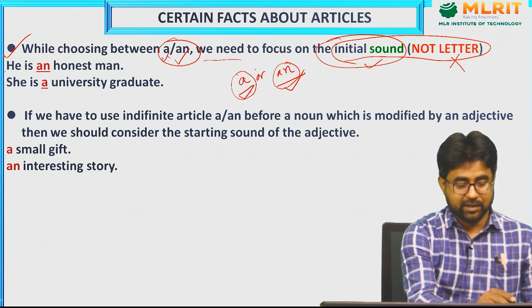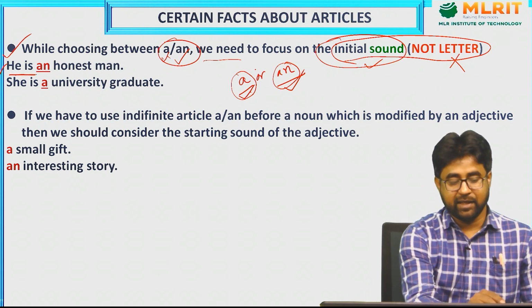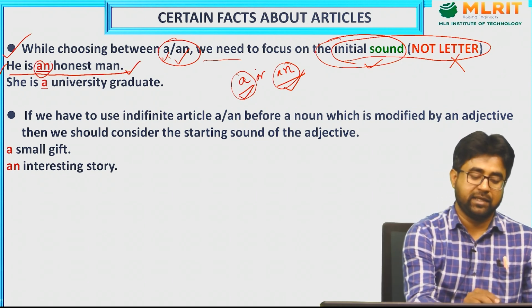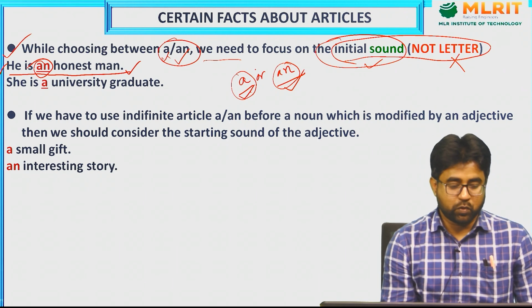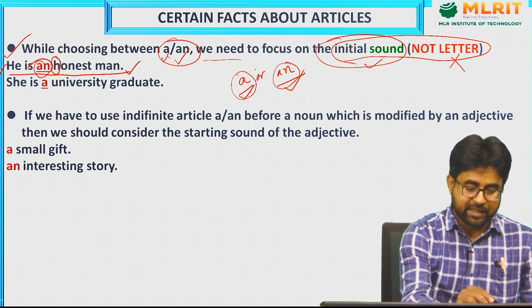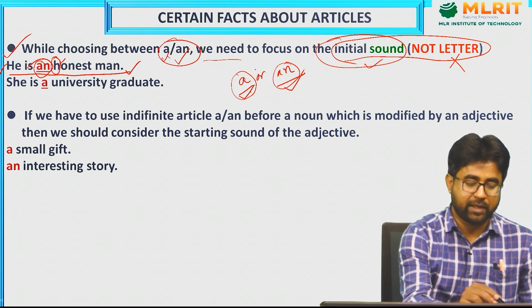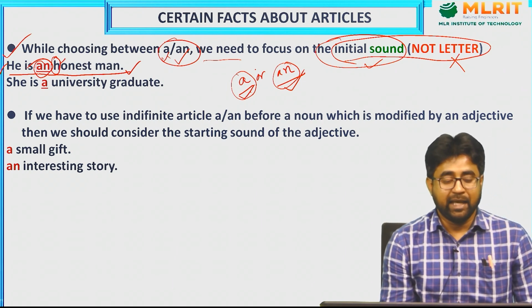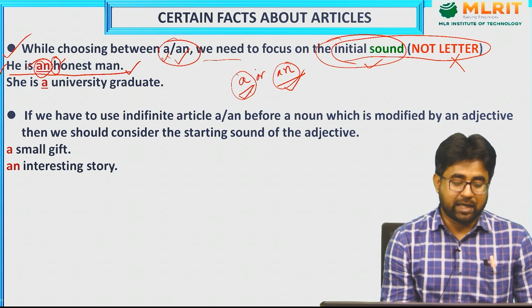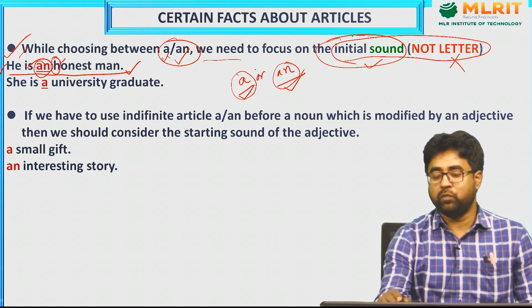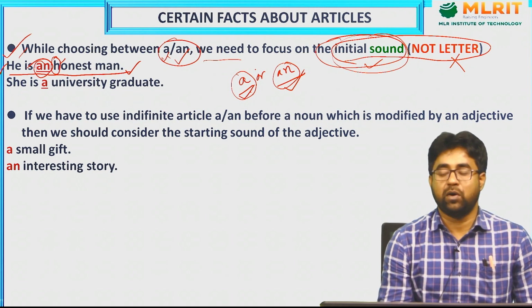Now see this example sentence here: "He is an honest man." So what is the article here? You can see "an" is the article, right? So you might be asking me, sir, H is a consonant letter, so why are you using "an"? We should be using "a" instead of "an". So that's where this particular fact comes in. As I said, you should focus on the initial sound, not the letter.